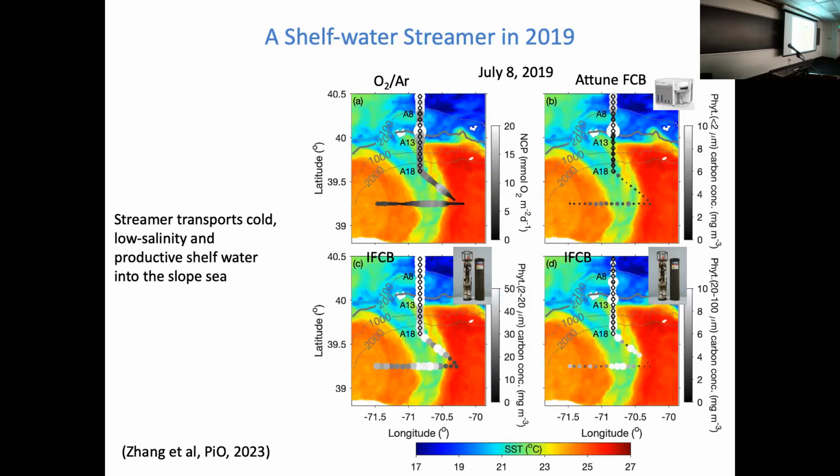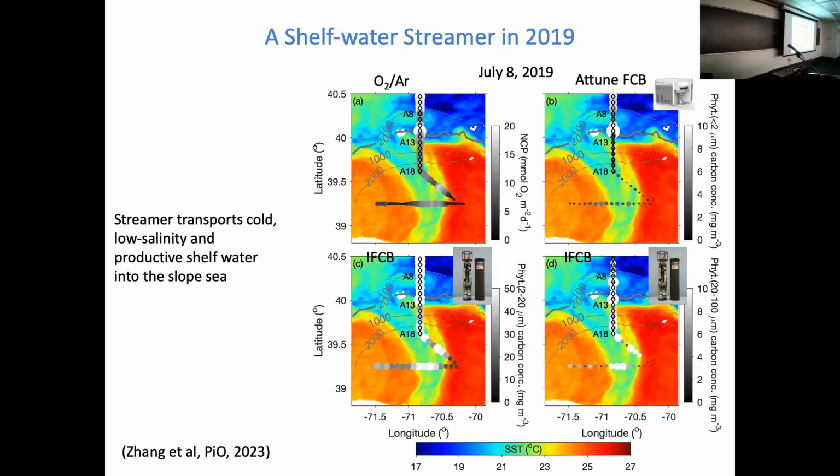So the size of the circles along that ship track represents the net community production, right? So you can see in the shelf water is higher, and then in the ring water and the surrounding slope water is lower, but then right in the feature in the streamer, it's very high, right?